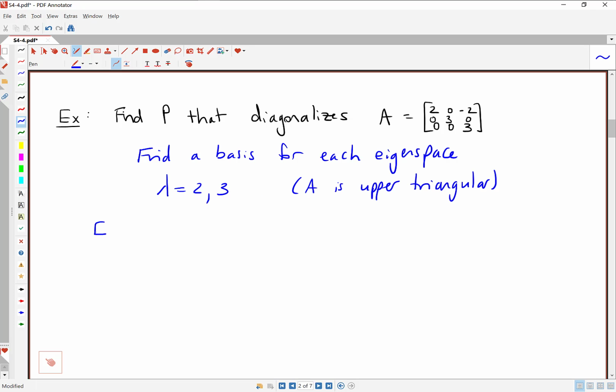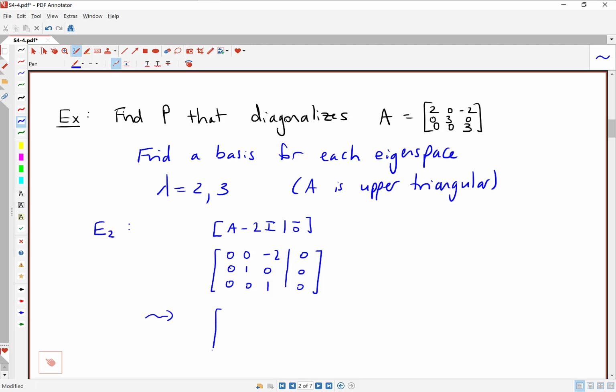So let's start with the eigenspace E2, and we're going to try to find a basis for the eigenspace. To find the eigenvectors, we're going to solve the homogeneous system, where our coefficients are A minus lambda I, so in this case A minus 2I. So let's subtract 2 from the diagonal entries of A, and there we have our system. So we're going to put this into our REF and solve.